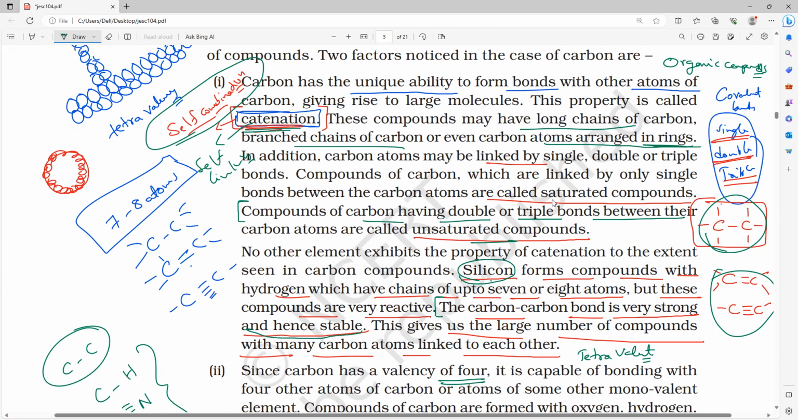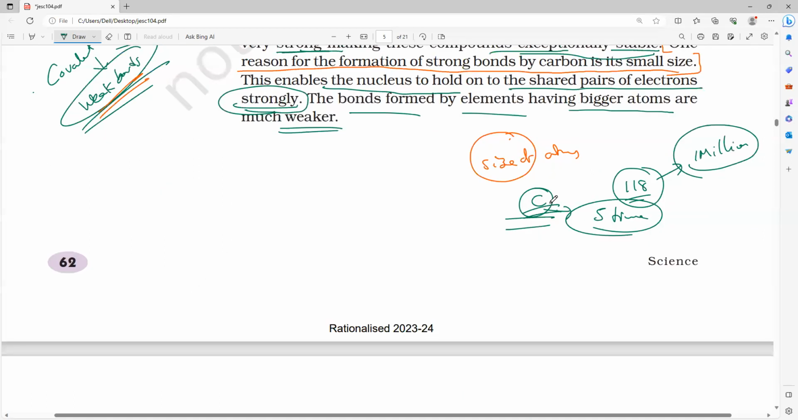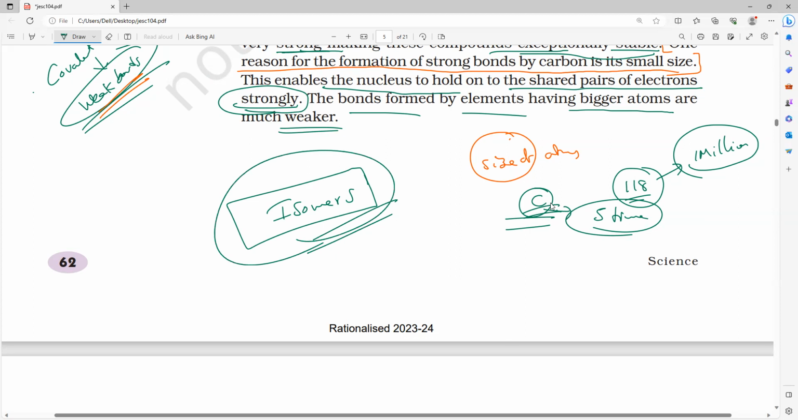Next one, multiple bond formation. Next one, tetravalency. And the next one is isomers. Sorry, not isotopes, isomers. So that is one more thing. Because of the formation of isomers, carbon is very special. So what are isomers? You just remember this word. Then when we study the further concept, you will understand what isomers mean. Do you understand, everybody, what I'm saying?